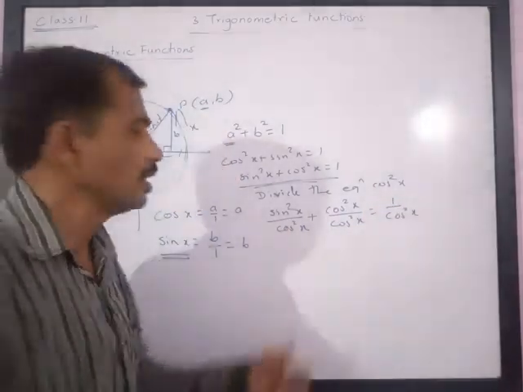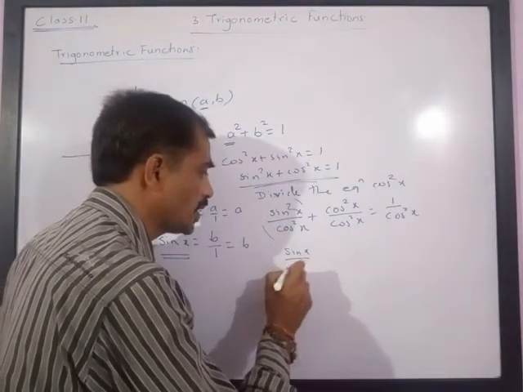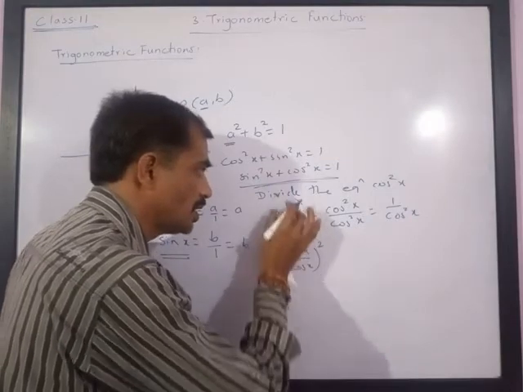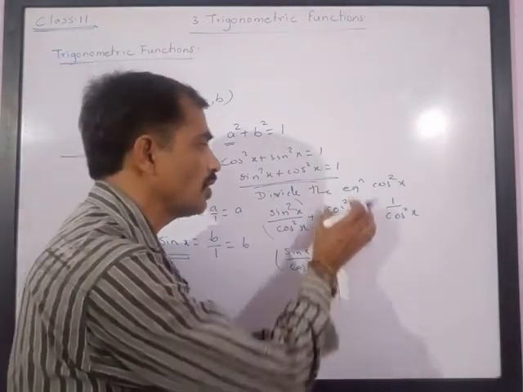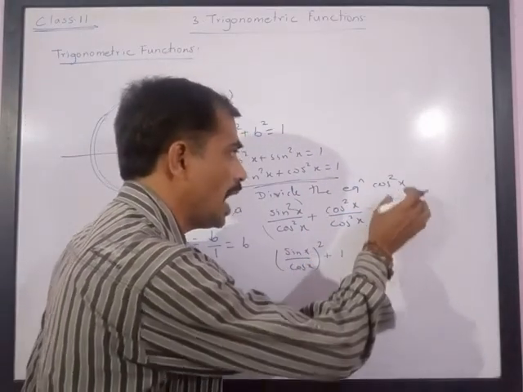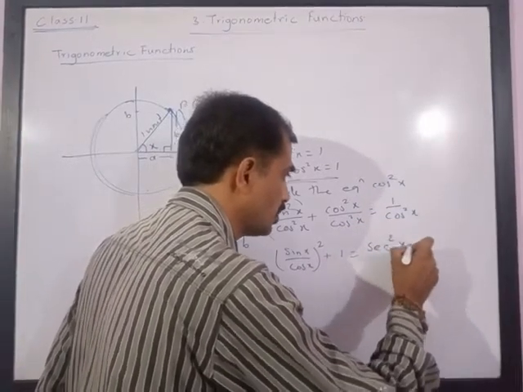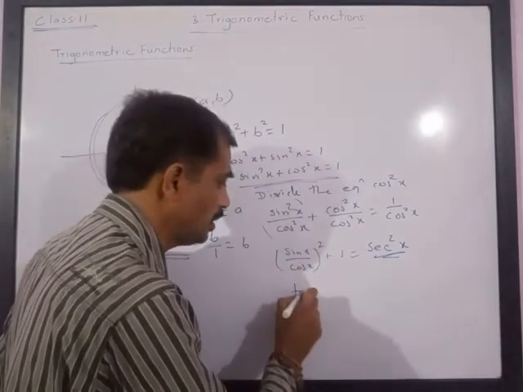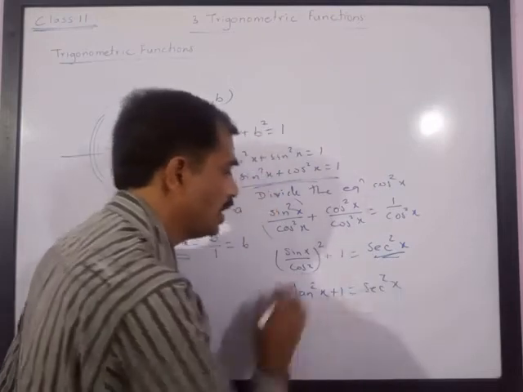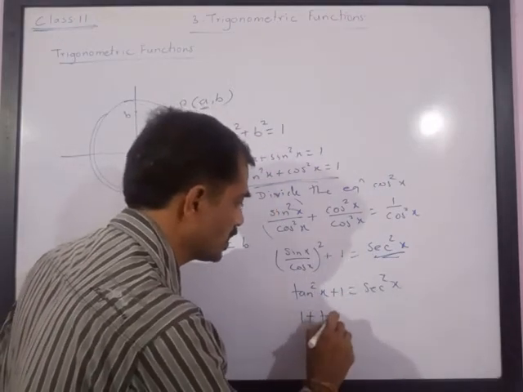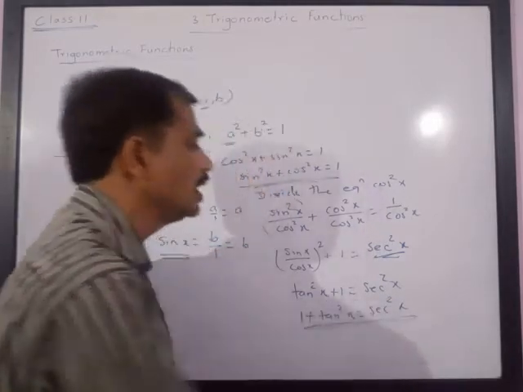Now let us see what we get. We know that sin x upon cos x is tan x. Since both the terms are squares, I can write (sin x upon cos x) whole square. Now cos square x upon cos square x is nothing but 1. And 1 upon cos square x is sec square x. So this is nothing but tan square x plus 1 is equal to sec square x. Now, for easy to remember, 1 plus tan square x is equal to sec square x. So this is an easy way to remember.